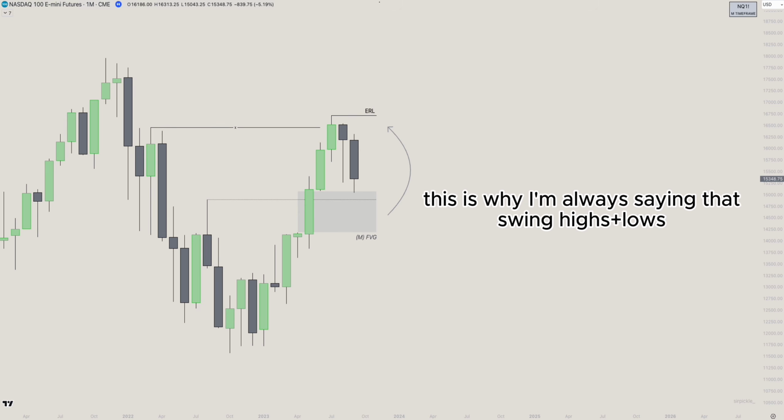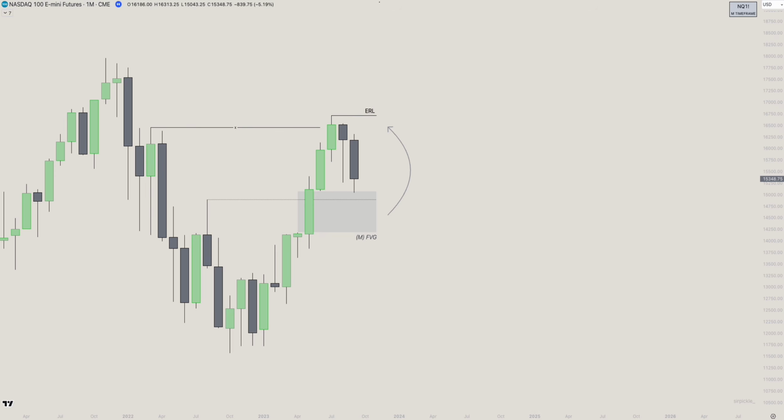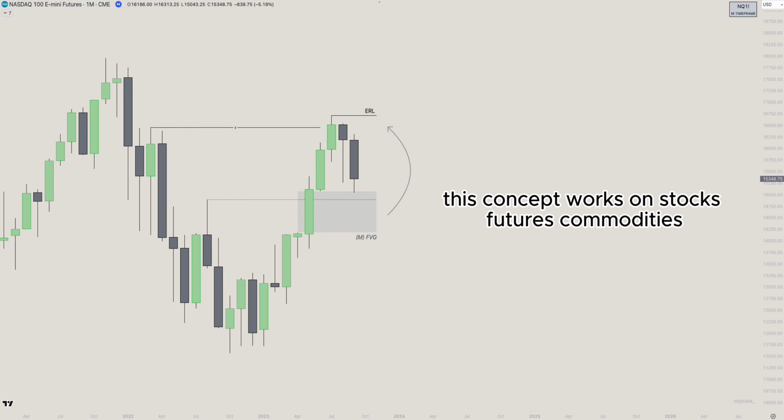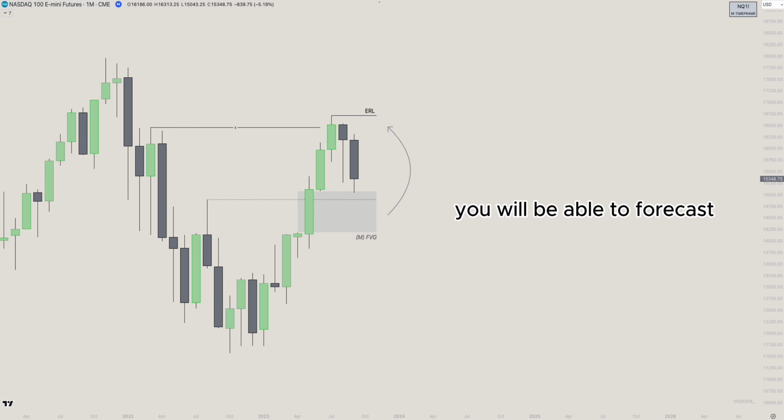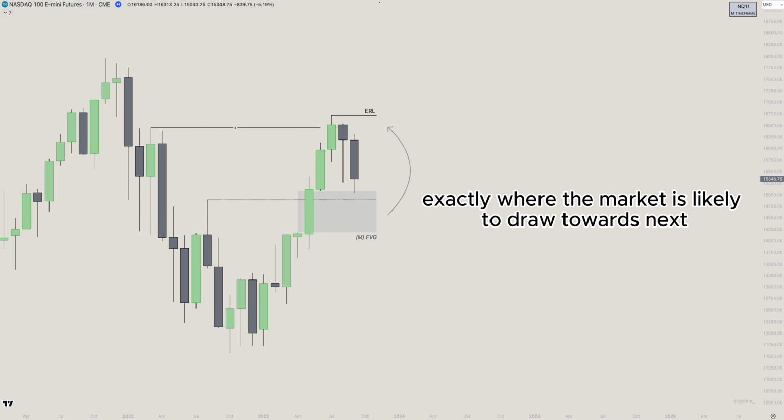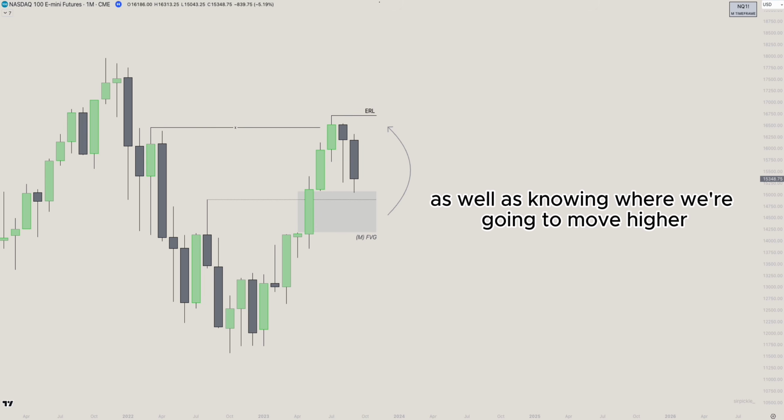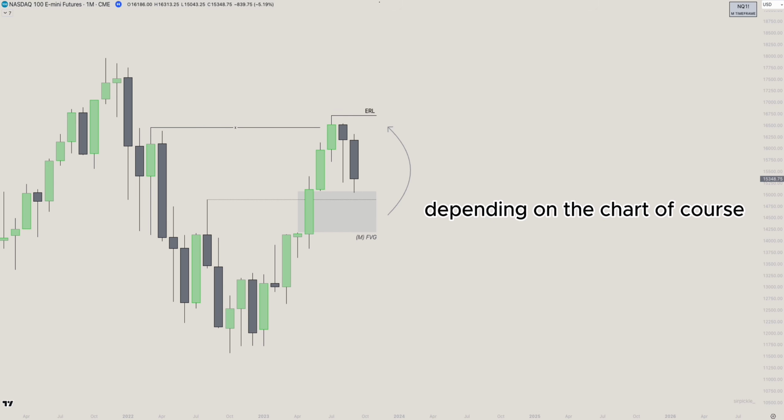This is why I'm always saying that swing highs and swing lows plus fair value gaps are all you need. This concept works on stocks, futures, commodities, crypto, and forex, and pretty much any market that can be traded. Now that you understand this, you will be able to forecast and know exactly where the market is likely to draw towards next, as well as knowing where we're going to move higher from, or lower, depending on the chart, of course. This is the key to it all, in my opinion.